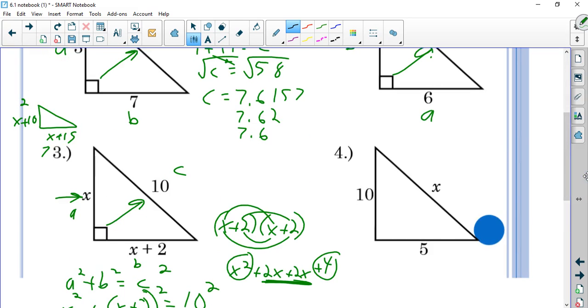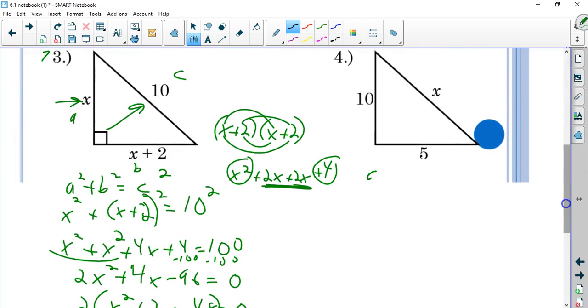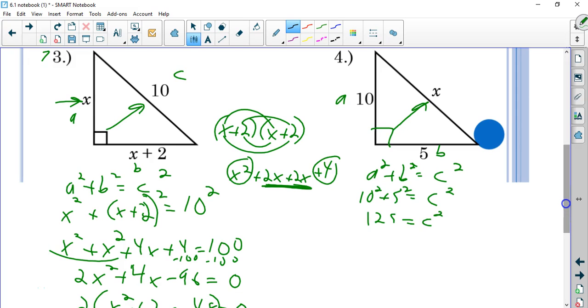Okay, on this one. Again, I have my a squared plus b squared equals c squared. I identify my right angle and my hypotenuse. Here's my a and here's my b. 10 squared plus 5 squared equals c squared. That's 100 plus 25. I take the square root of both sides. And the square root of 125 is 11.180, or 11.2, depending on how you round it, or how you're asked to round it.